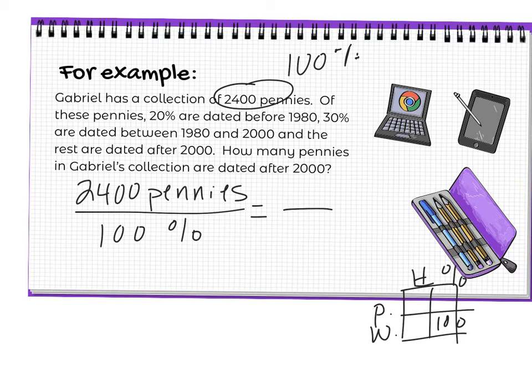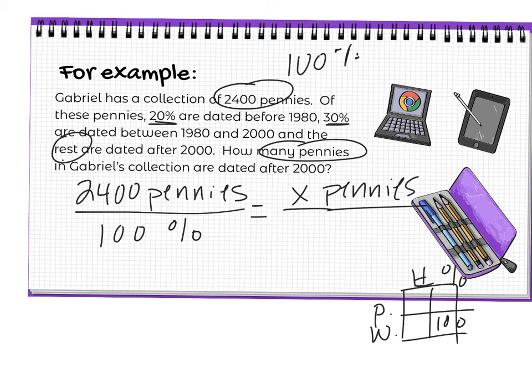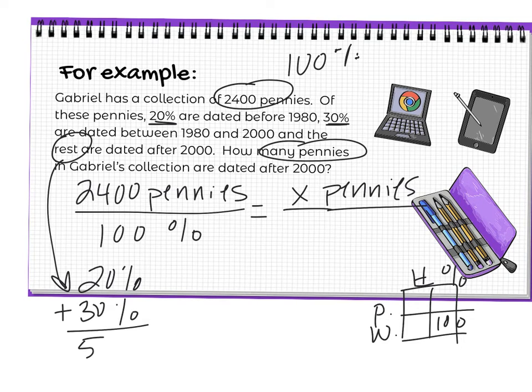Okay, so for the rest, I don't know how many pennies they are. So X pennies, and I want to know how many they are, so I need to know the percent. Well, if I had 20% before 1980, 30% in between, and then I have the rest, I need to know what percent that represents. So 20% plus 30% gives me 50%. That means the remaining 50% are after 2000. So that's here, 50%.